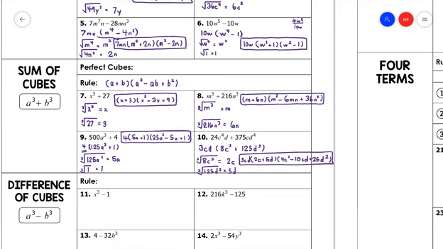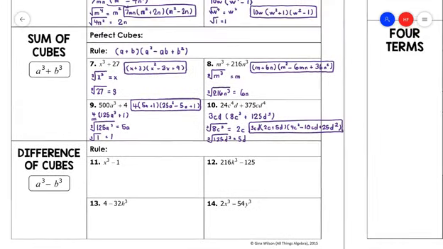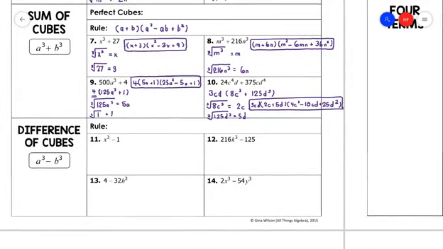So the cubes are a little bit more complicated than the squares. Remember that we don't have a sum of squares, only a sum of cubes, and then we have a difference for both. So for the difference of cubes, the rule is about the same. Same sign, opposite sign, always plus.